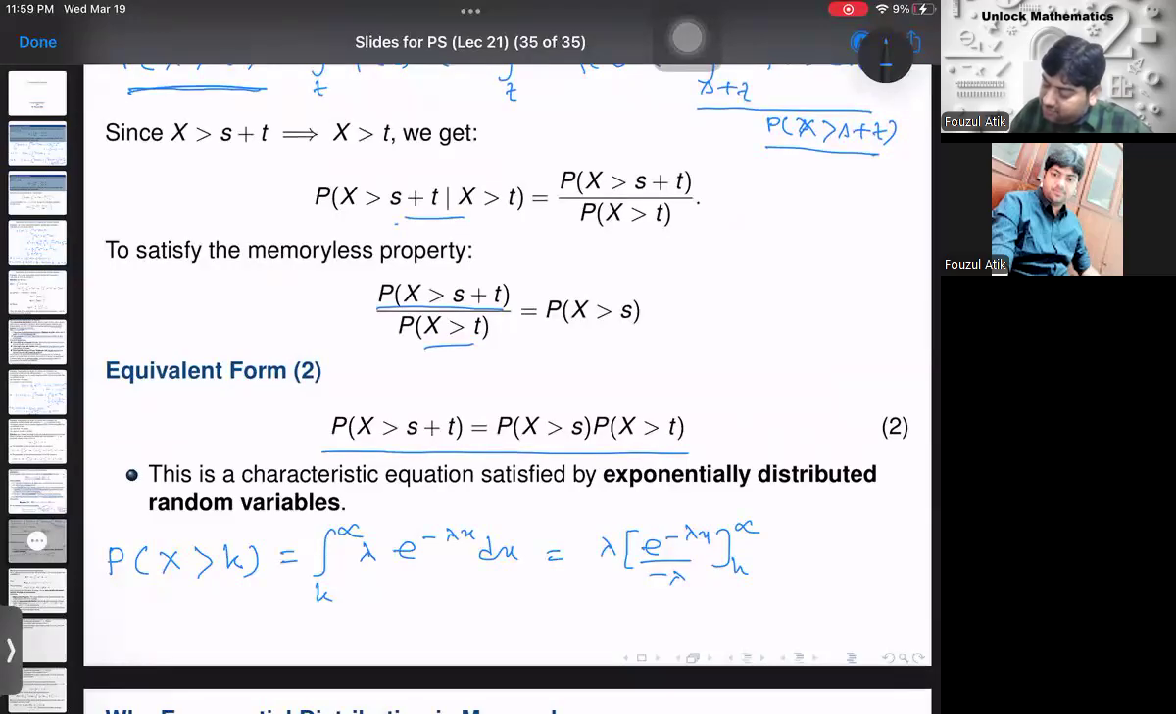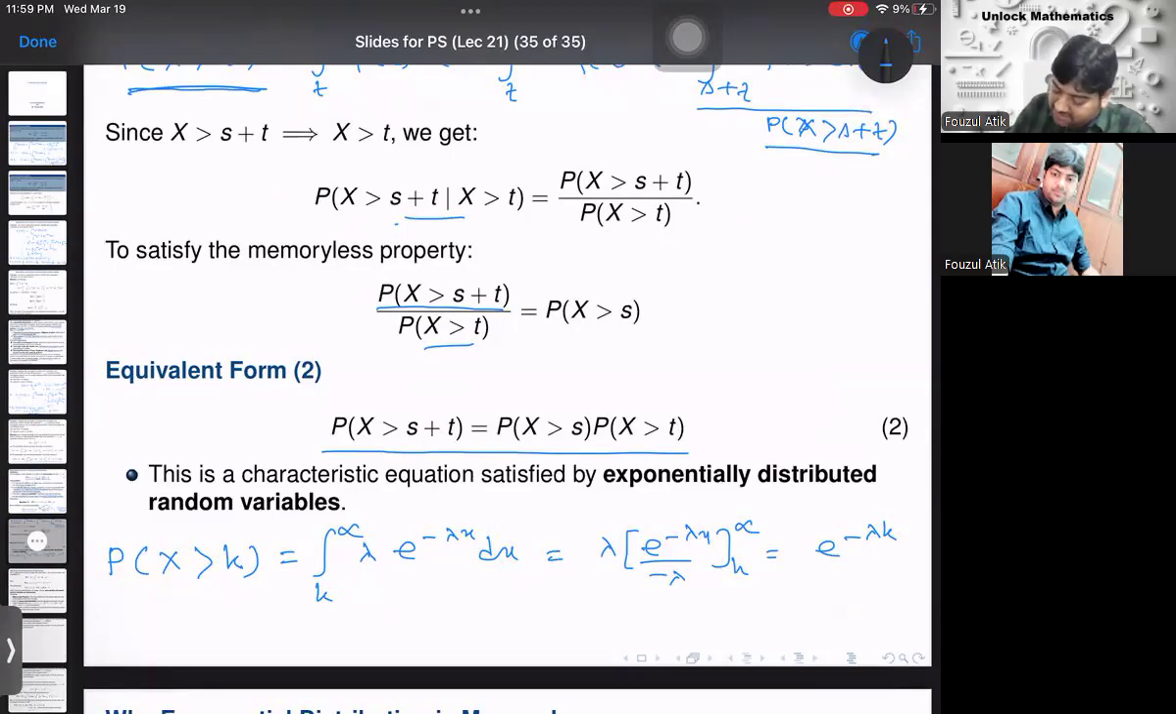And if you put the value, infinity will give you 0 and k will give you minus lambda k, but it will be minus and minus will be plus. You got this value, right? So P of x greater than k is e to the power minus lambda k.